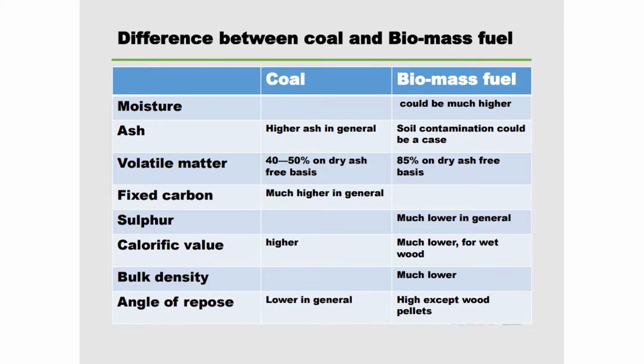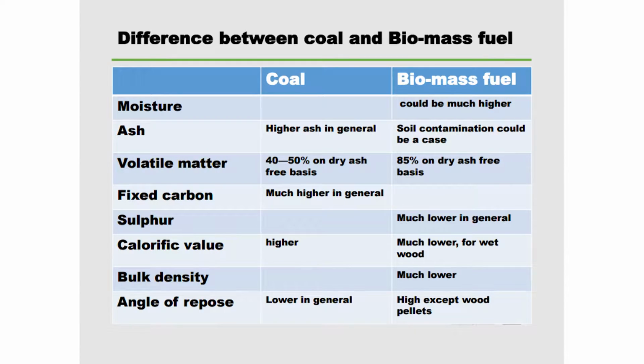The difference between coal and biomass, what's the big difference? You can always say moisture in the biomass could be higher, except the wood pellets. The ash content in coal is much higher. And on the volatile matter, on the dry ash-free basis, if we don't consider moisture and ash, the volatile matter is around 40-50% for coal, 85% for wood. 85, no matter what is happening. Because of that, the fixed carbon is much higher in coal. Sulfur is always lower in wood waste. That's why we get lower sulfur emissions.